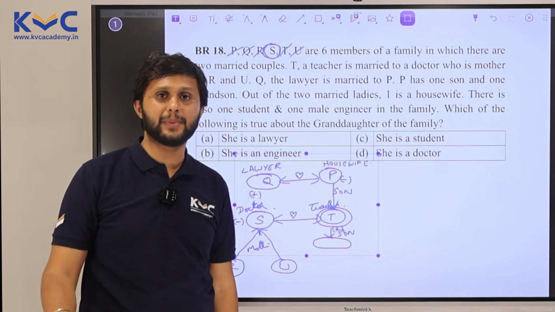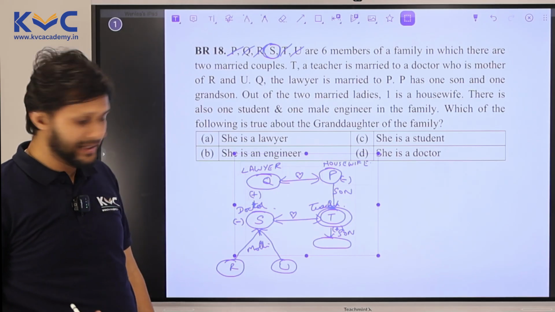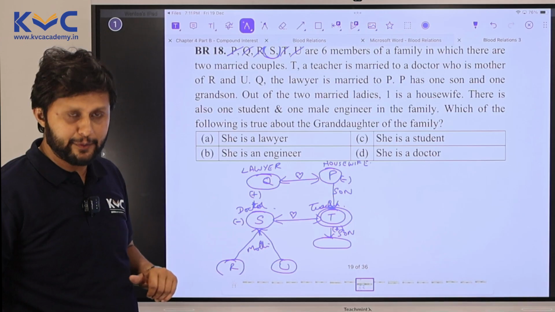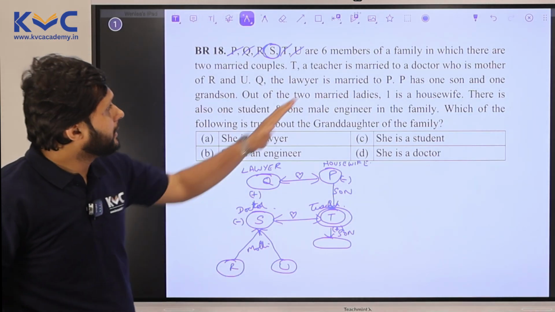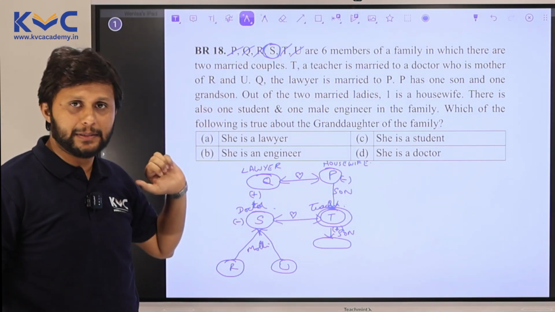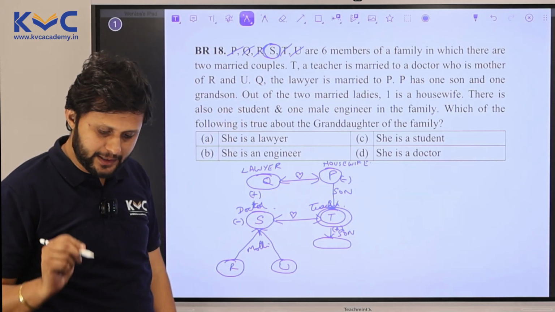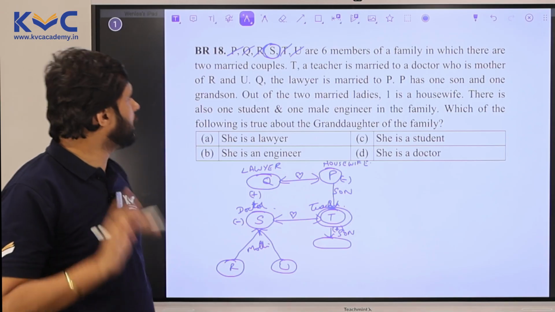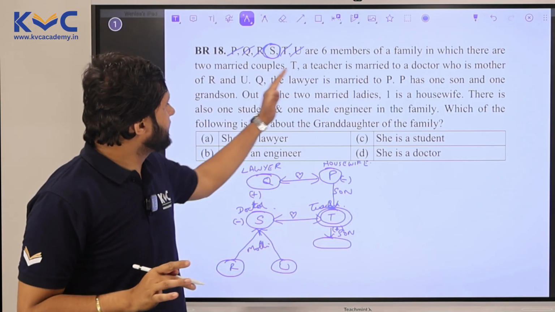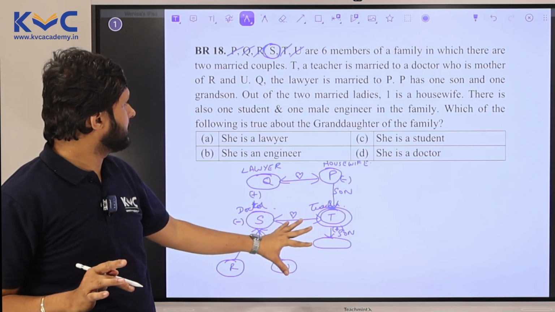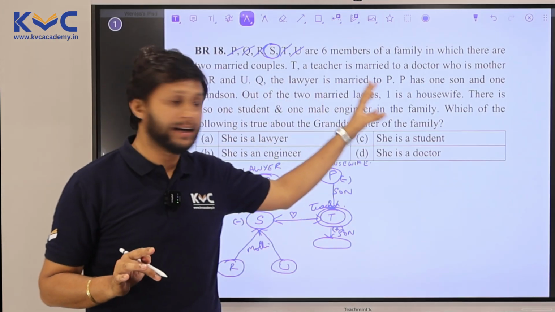See now, what happens when we merge? Let's try to satisfy the conditions. Okay, 6 members in the family, sorted, of which there are 2 married couples. Do we have 2 married couples? Yes, we have QP, done, sorted. S and T, that is also done. T is a teacher married to a doctor who is mother of R and U, sorted. Q is the lawyer married to P.